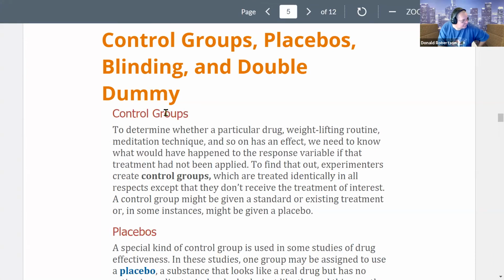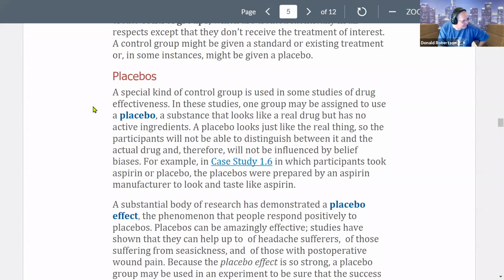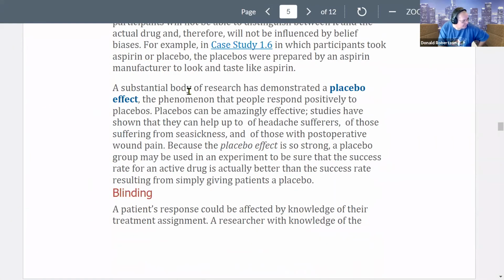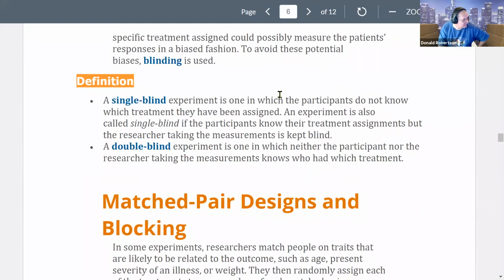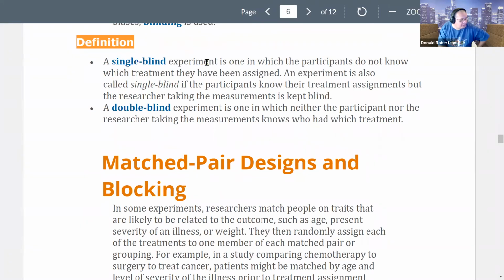And here's control groups. Here's the placebo. We've talked about the placebo. There's treatment here called blinding, but you can look at that. Single blind is when one person doesn't know what it is. Double blind is when nobody knows except you. You might think, how does that work? Since a lot of these are done through your doctor, you get a code number.